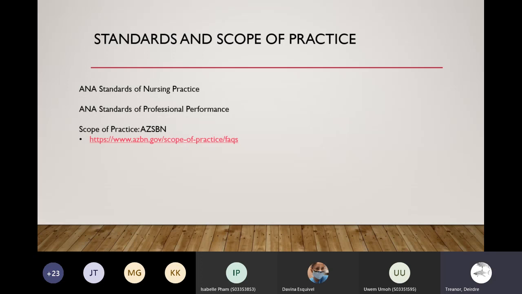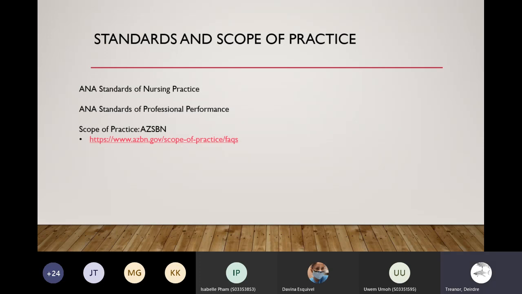The scope of your practice is defined by each state board. So the Arizona State Board of Nursing, or AZSBN, is who sets your scope, what things you can do, things you cannot do. There is a link right there if you wanted to go to their website, not right now, and look up exactly what your scope of practice will be.